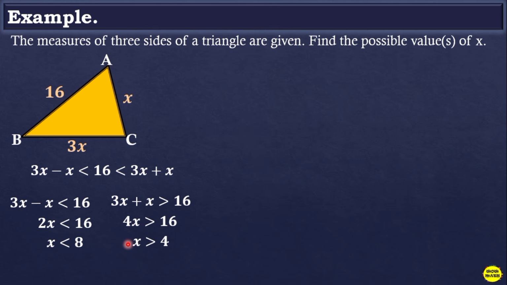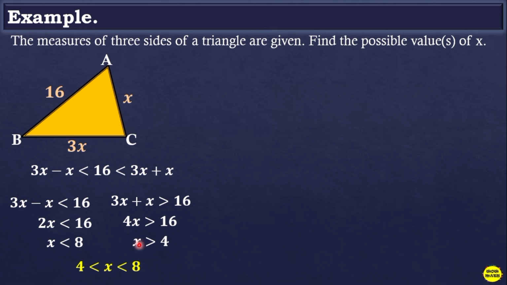8. So ang mga pwedeng values ng x natin ay mas mataas sa 4. And ibig sabihin, starts with 5. And then less than 8, so it ends with 7. So we have the inequality of x is greater than 4.